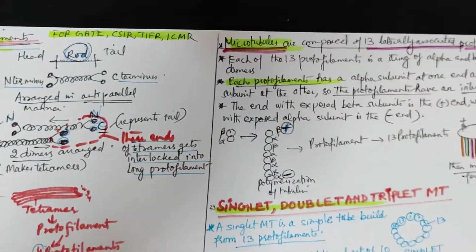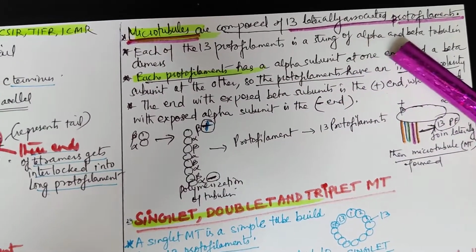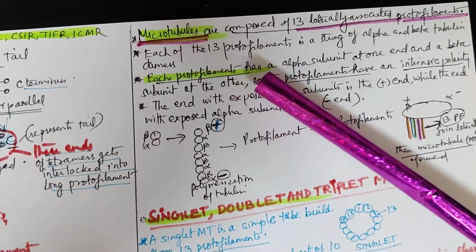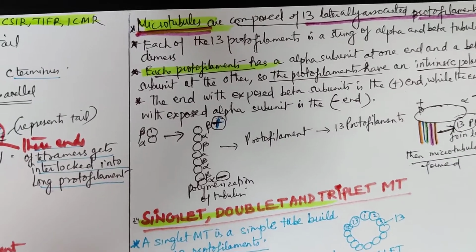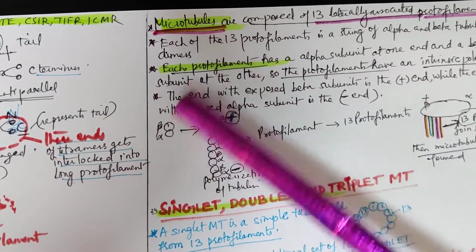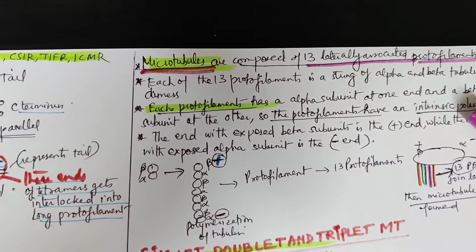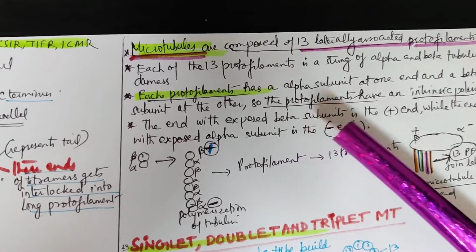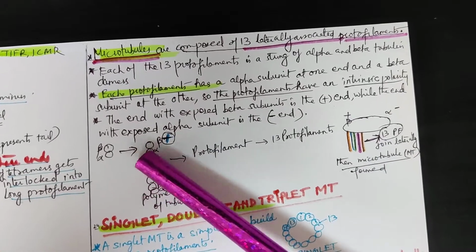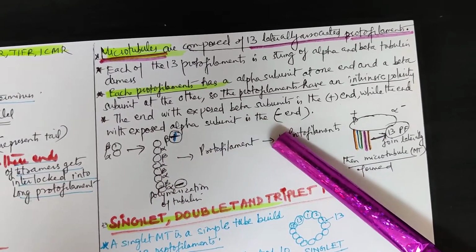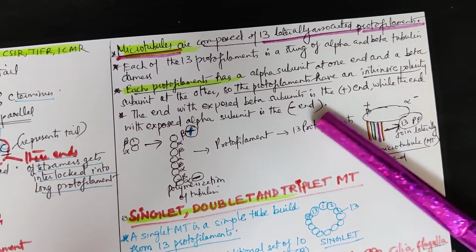Come to the microtubules. What are microtubules? Microtubules are composed of 13 laterally associated protofilaments. Each of the 13 protofilaments is a string of alpha and beta tubulin dimers. Each protofilament has an alpha subunit at one end and the beta subunit at the other. So the protofilaments have an intrinsic polarity. The end with exposed beta subunits is the positive end, while the end with exposed alpha subunits is the negative end.